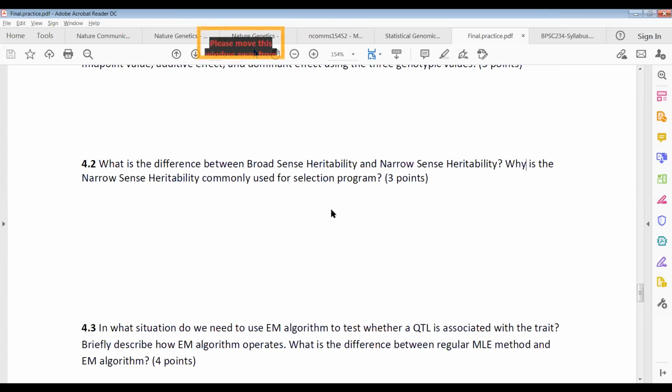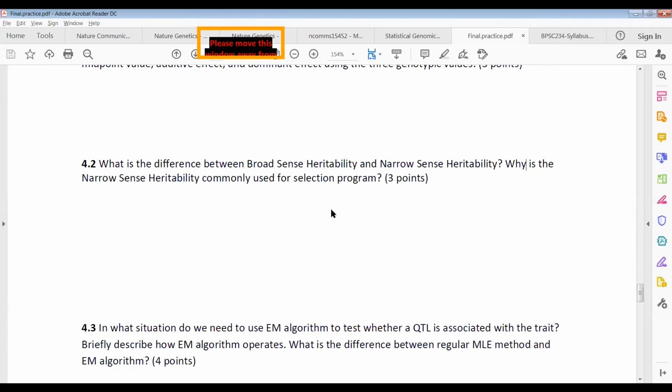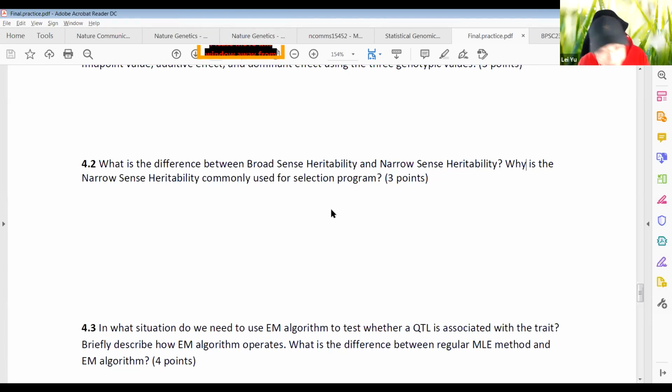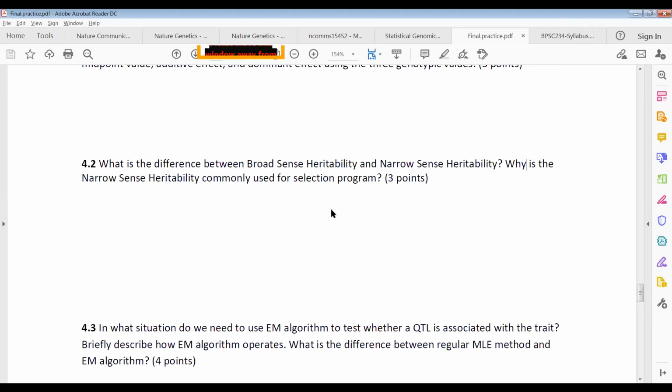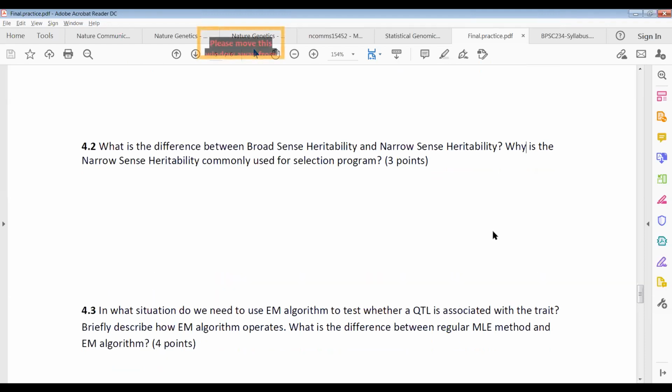You can estimate the dominance effect within the F2 population, right? Of course. Yes, but you cannot use that to make the prediction for the next generation. Oh, okay, understand. Thank you. Sure. All right, so actually this question is very complicated. I will not use this topic in the final exam. Any questions for this one?